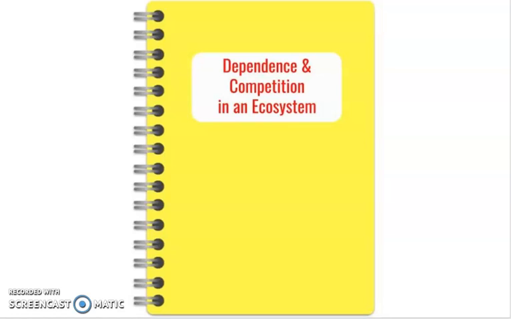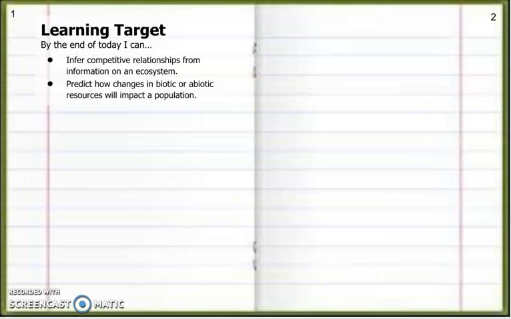So we're going to start our new unit, Dependence and Competition in an Ecosystem. Your targets are to infer competitive relationships from the information on an ecosystem and to predict how changes in biotic or abiotic resources will impact a population.